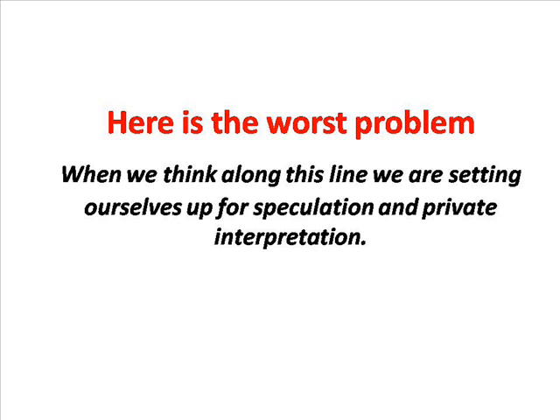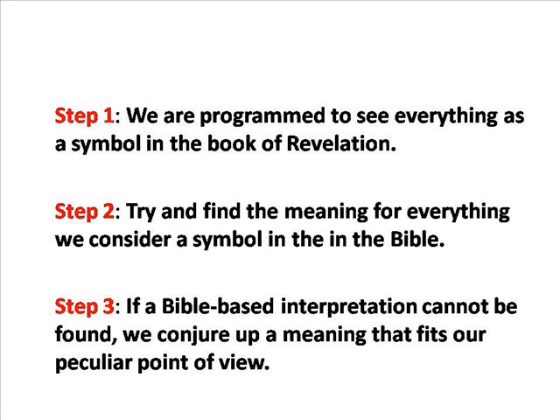And here's why. If we are programmed to see everything as a symbol in the book of Revelation, the next step would inevitably be to identify the meaning for everything we consider as a symbol in the Bible. And if we cannot find a Bible-based interpretation for that element we treat as a symbol, the next step is to conjure up a meaning that fits our peculiar point of view. It's quite natural. Sounds familiar?